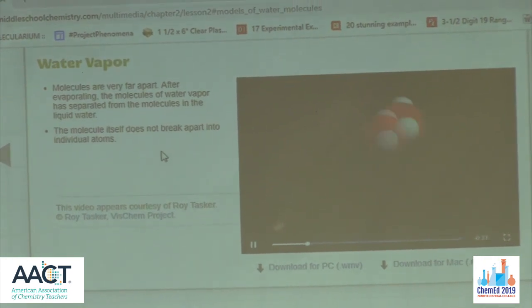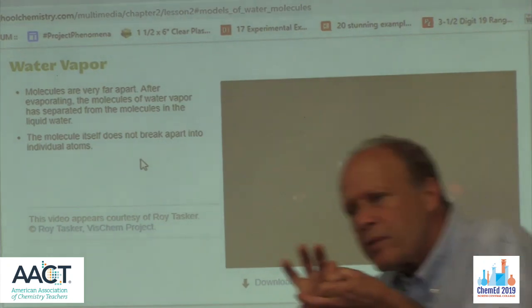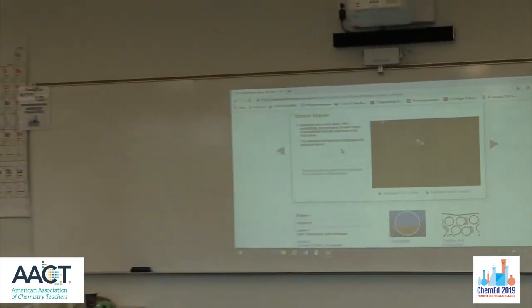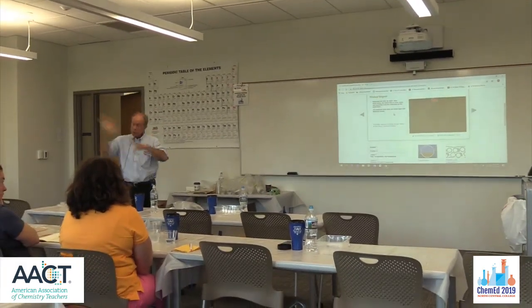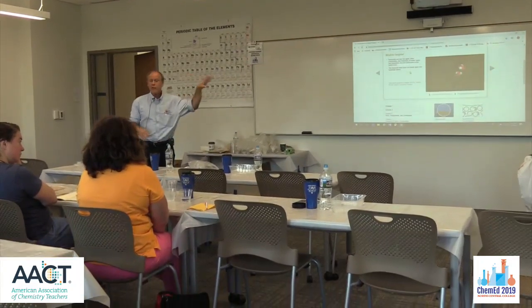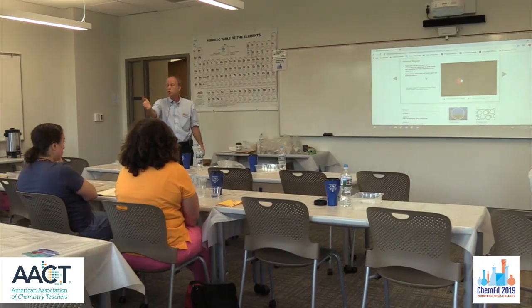When water evaporates, the water molecules themselves don't break apart, like the hydrogens don't come off the oxygen. It's just each water molecule moves off on its own, and they float around in the air. So by that time, after you've done this little itty-bitty, like three-minute lesson, you should have some results.